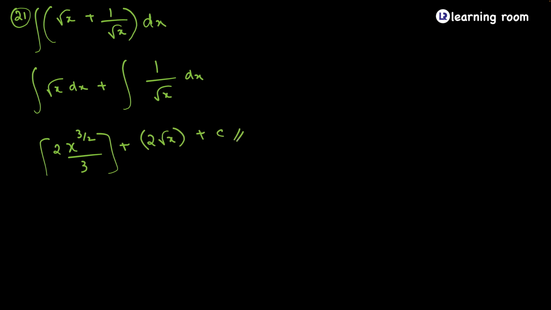If you observe the options that are given there, 2 by 3 times x power 3 by 2 plus 2 root x plus c, option C is the right answer.